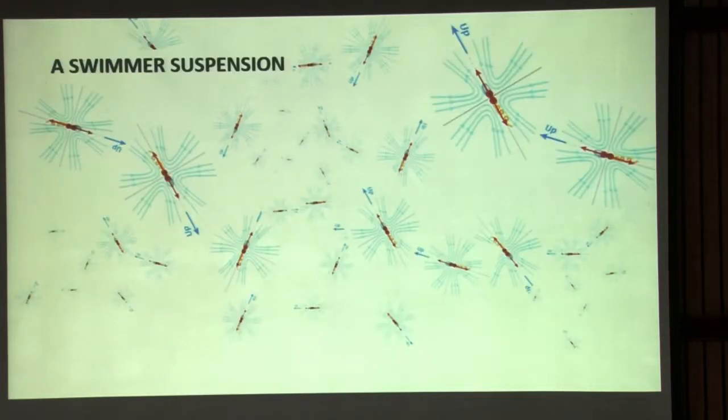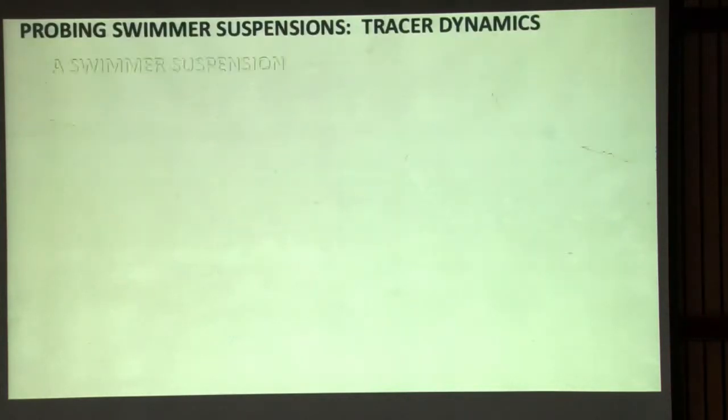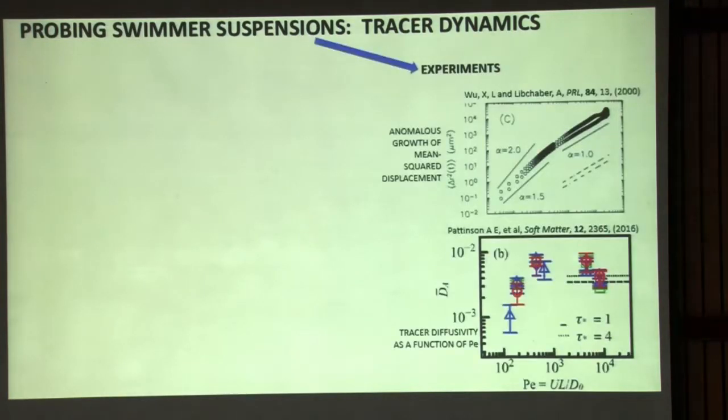Okay, so that's what we need to know about the single swimmer. And now we'll go to a swimmer suspension. So the swimmer suspensions have been probed by putting in micron-sized beads and monitoring their mean square displacements and therefore their tracer diffusivities. This is one of the earliest experiments by Wu and Libchaber, where they showed that nearly non-Brownian beads in a bacterial bath have diffusivities that far exceed their Brownian diffusivities. So that was an indication that there's some kind of enhanced velocity fluctuations going on in the bacterial bath.